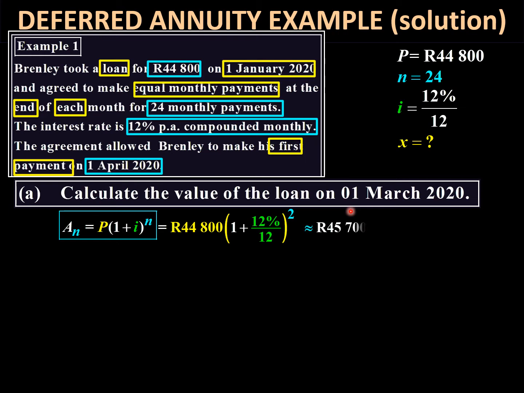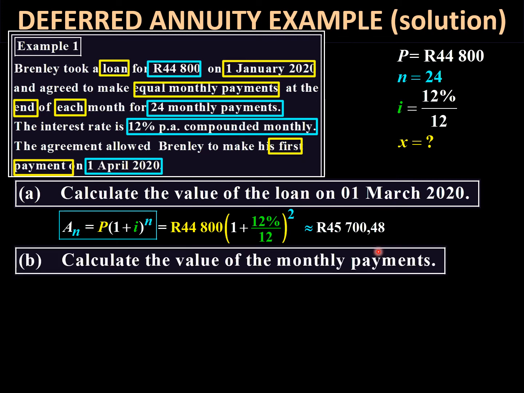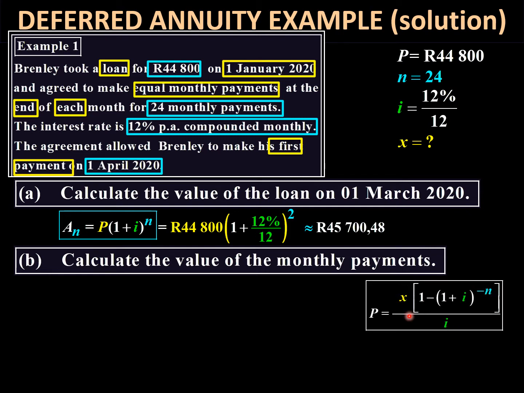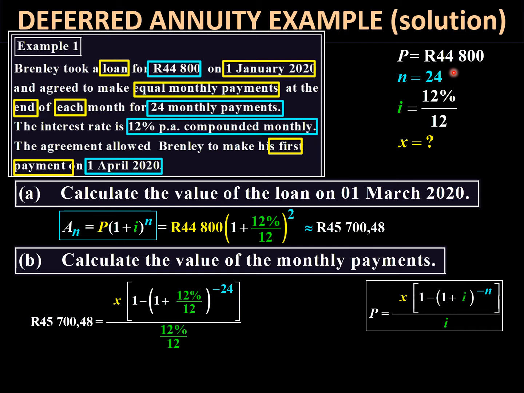So the loan amount has actually grown from 44,800 to 45,748, right? So that's the value of the loan on 1st March 2020. Now we want to know what the value of the monthly payments will be. It's a loan, so it's the present value. We've got all our information there. We then substitute. So now I don't put in 44,800. There was growth taking place, so we put in 45,748 and now we can work out the X.